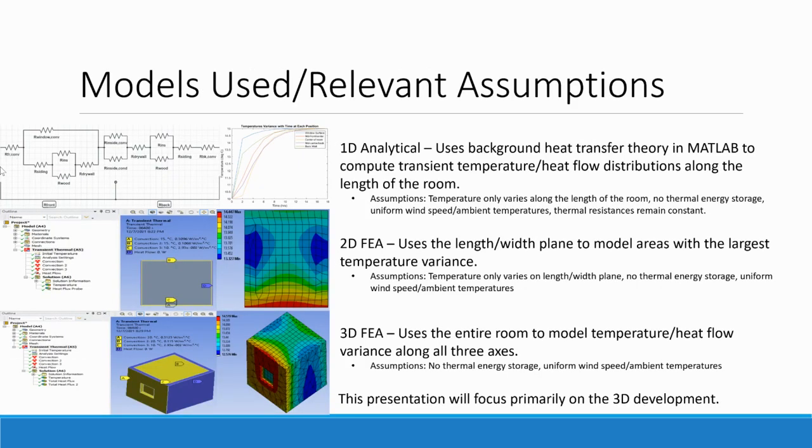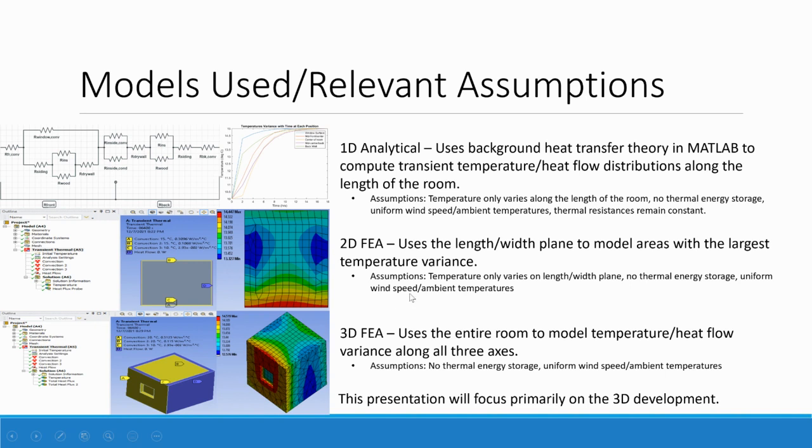So the models we used were a 1D analytical model using MATLAB with background heat transfer theory such as internal, external, and natural convection and conductive heat transfer to compute temperature and heat flow distributions. Then we used a 3D and 2D FEA. The 2D FEA uses the length width plane of the room to model areas with the largest temperature variance, and the 3D FEA uses the entire room to measure the temperature variance throughout the whole room.